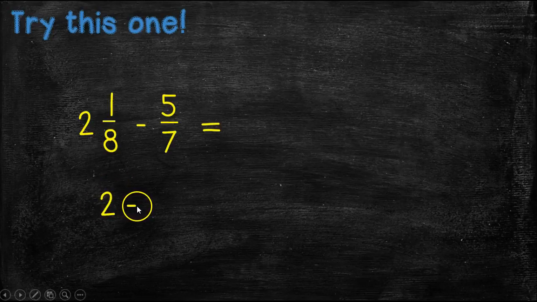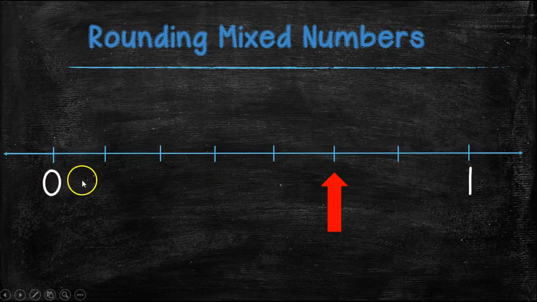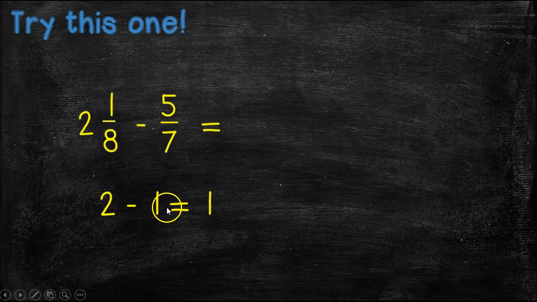Now we're subtracting in this case, but we need to figure out 5/7. What is that closer to? Is that closer to 0 or to 1? So we're going to look at a number line split into sevenths, and we would know that 5/7 is going to be closer to 1 than to 0. 1/7, 2/7, 3/7, 4/7, 5/7, right over here. So we're going to make that 2 minus 1, which equals 1.